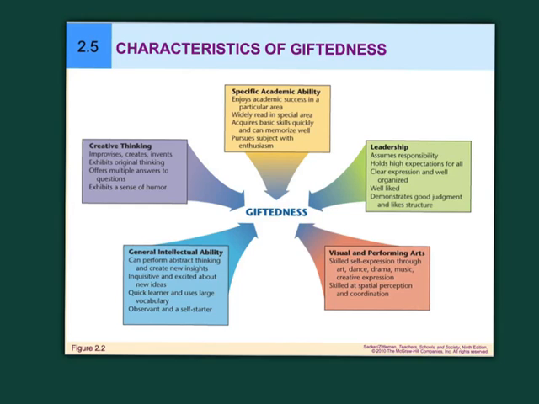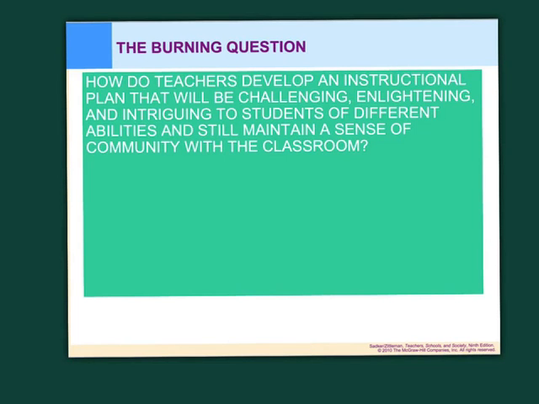So it's important for us to understand the characteristics of giftedness, but it's also important to understand that sometimes these characteristics are a liability for children because they do tend to stand out. And so many gifted children hide their giftedness because they don't want to appear different. So we have to be really cognizant of these characteristics and to foster them.